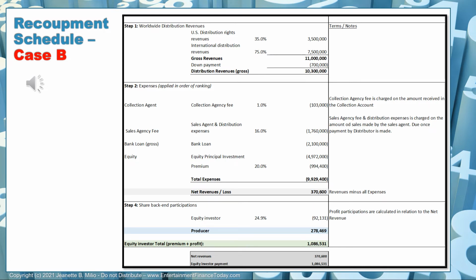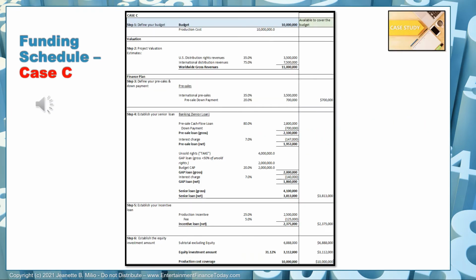So in case C, we have the same assumptions as we just did in case B. Our worldwide gross revenues are still estimated to be $11 million. The pre-sales are still $3.5 million, and the down payment you're receiving in the first installment from the distributors is still $700,000. So those are sitting for us, waiting to be used to cover the budget. The pre-sale loan net is still $1,953,000.